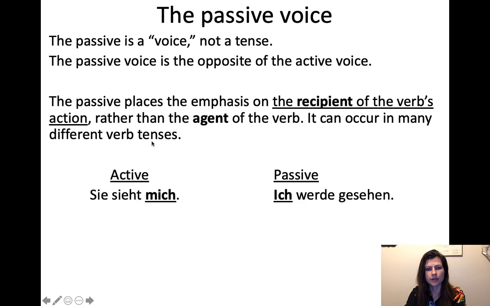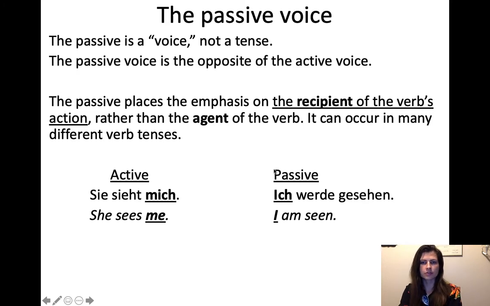So let's compare. Sie sieht mich. She sees me. Sie sieht mich. So who's doing the action? She is doing the action. And who's receiving the action? Mich. Me receiving the action. So mich is the recipient. And then sie is the agent, and that's an active sentence.